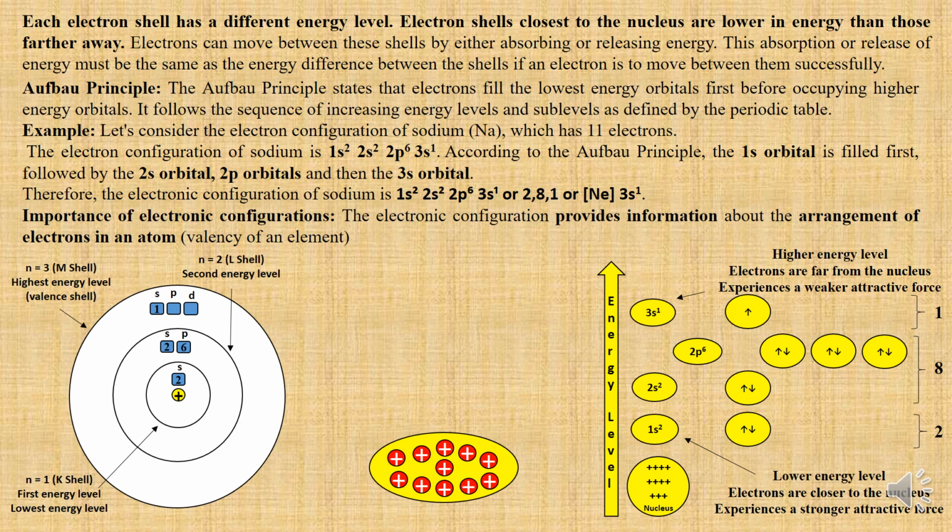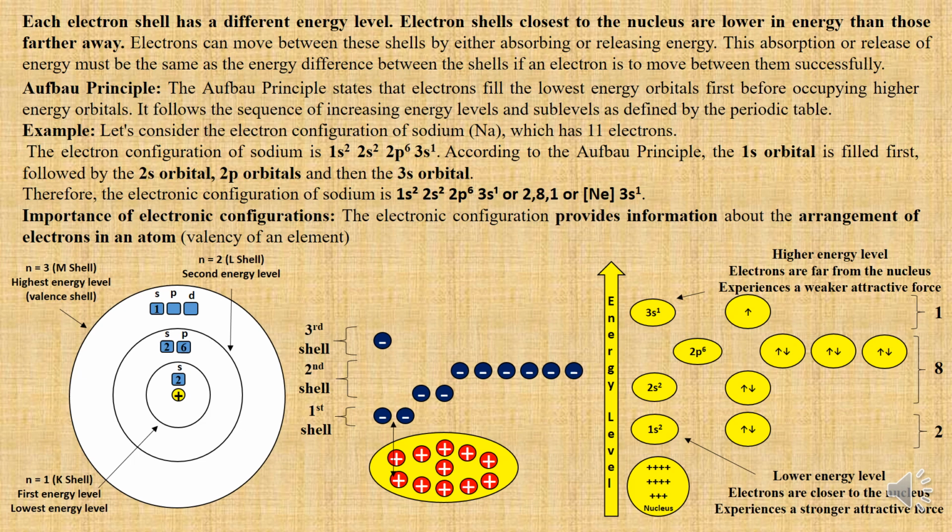So there are 11 protons in the nucleus of a sodium atom, 2 electrons in the first shell, 8 electrons in the second shell, and 1 valence electron in the third shell.